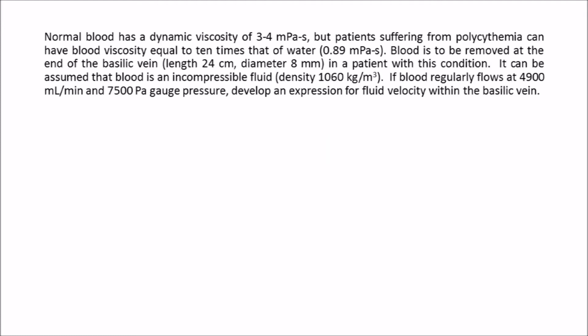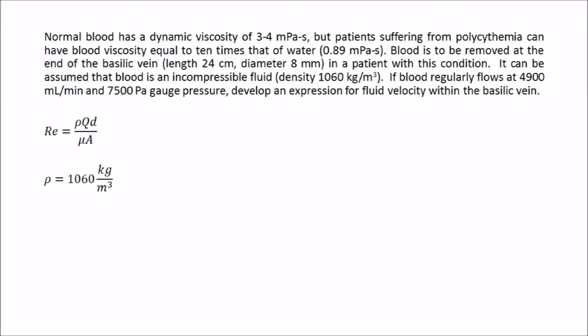So to begin, we have a patient with abnormally high blood viscosity, and we're analyzing flow in a particular vein under known conditions, assuming that blood is an incompressible Newtonian fluid. We first want to determine which flow regime we're in by calculating the Reynolds number. This is the product of density, volumetric flow rate, and tube diameter divided by the product of dynamic viscosity and cross-sectional area.